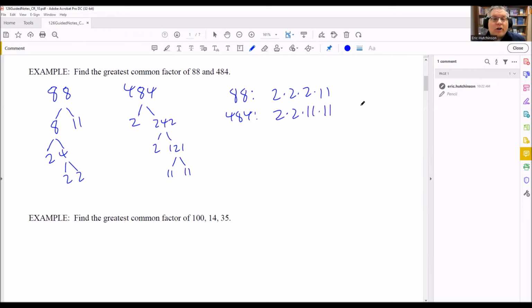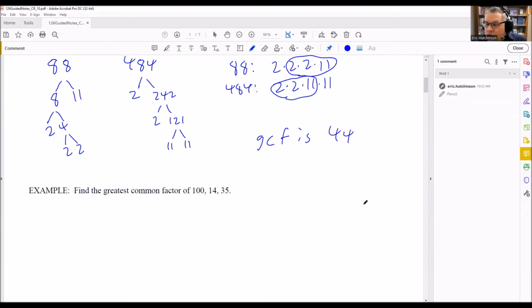Now, the way that you're going to find the greatest common factor is you're going to match the factors on top with the ones down below. All right, so I see here that I have a 2 and 11 on top, and I have a 2 and 11 down below. So this part matches with this part here. So the ones that match, you're just going to multiply those together, and that's going to give you the greatest common factor. So 2 times 2 is 4 times 11 is 44, which means that the GCF is 44, and that would be the answer for that one.